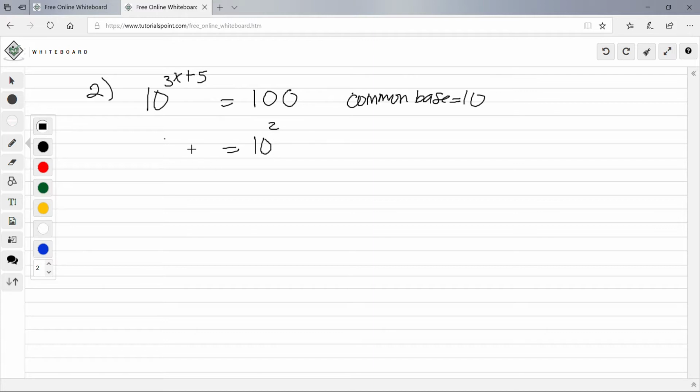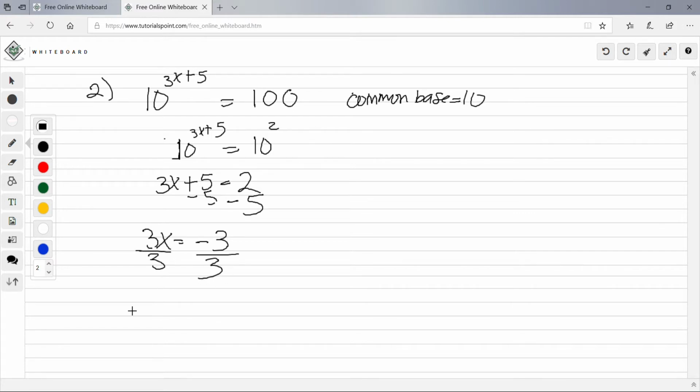So that's true, and then we just bring down the left. You have the same base, so you ignore it for now, and bring down whatever is left. So you have 3x plus 5 equals 2. Let's solve for x. Let's subtract 5. So we have 3x equals 2 minus 5, which is negative 3. Divide both sides by 3. x equals negative 3 over 3, which is just negative 1.